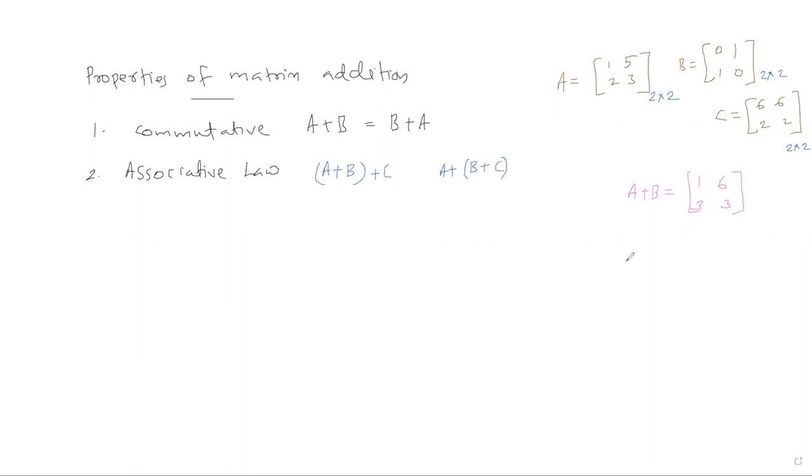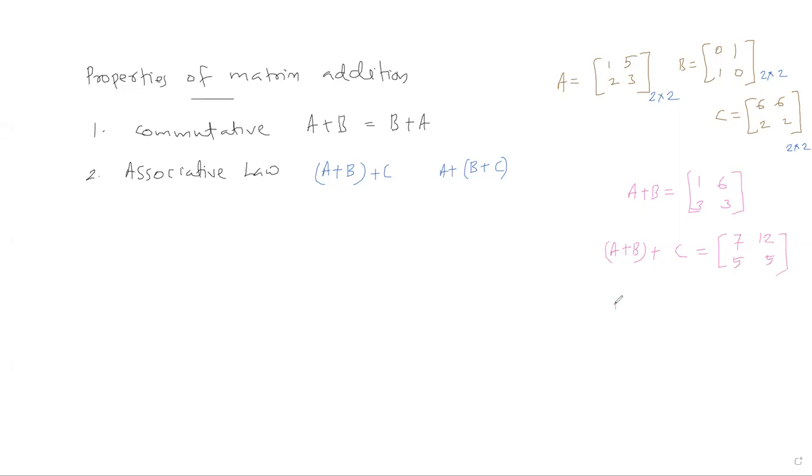आपको मिला A plus B is equal to 1 6 2 3. अभी ये A plus B के साथ plus C. So 1 plus 6 7, 6 plus 6 12, 3 plus 2 5, 3 plus 2 5.